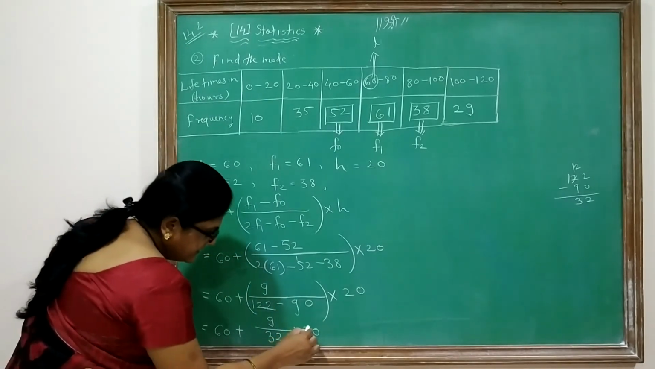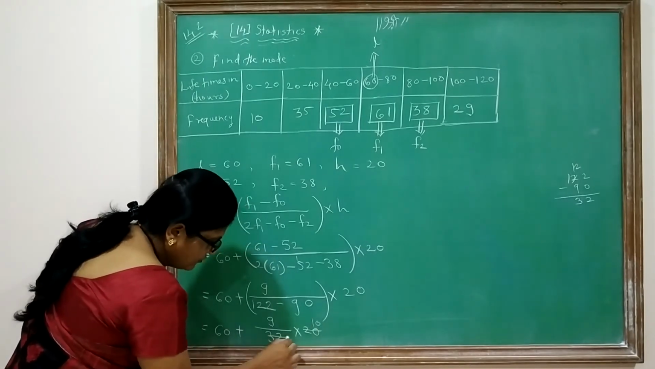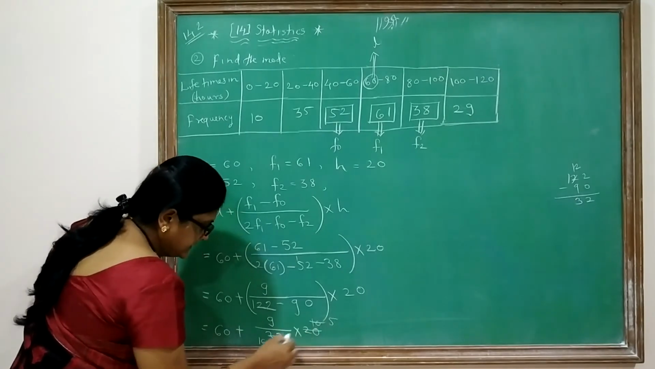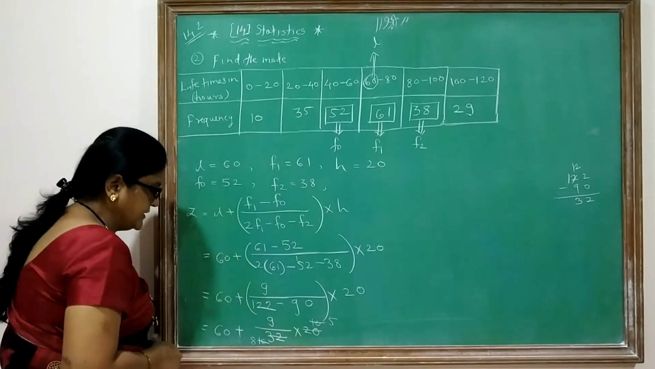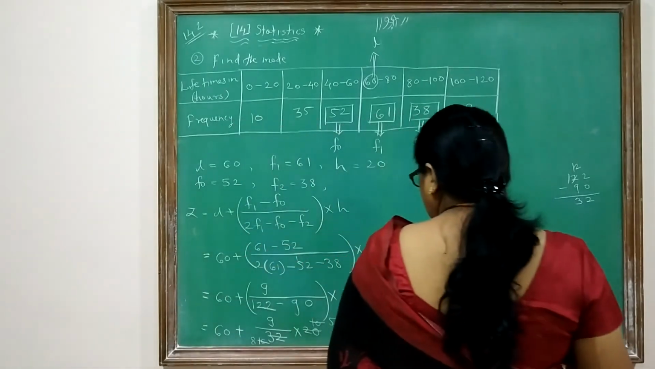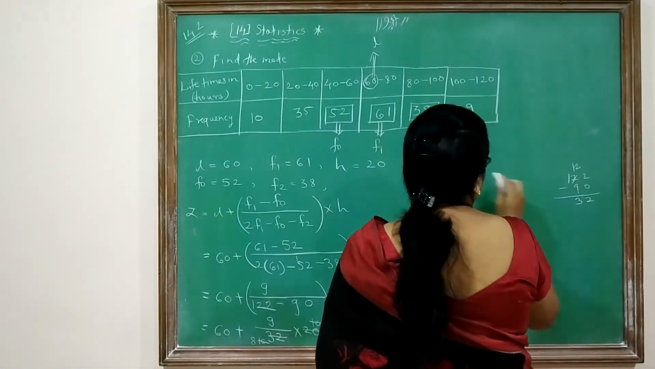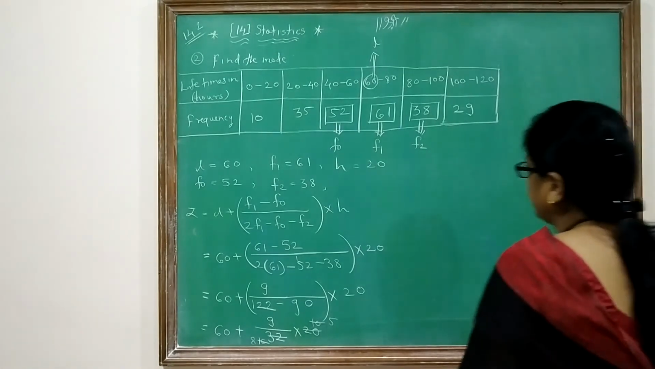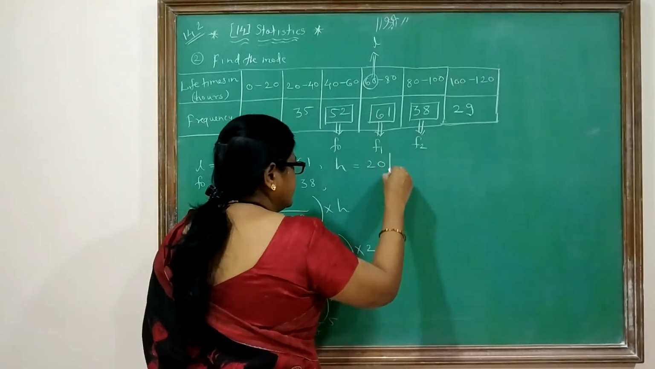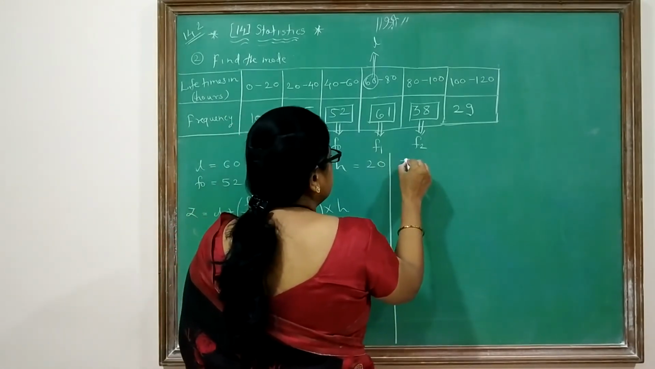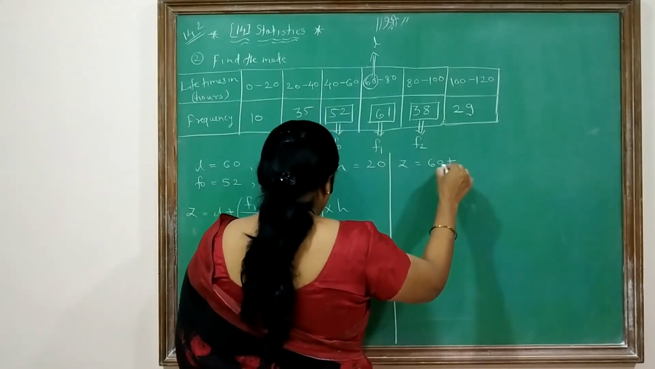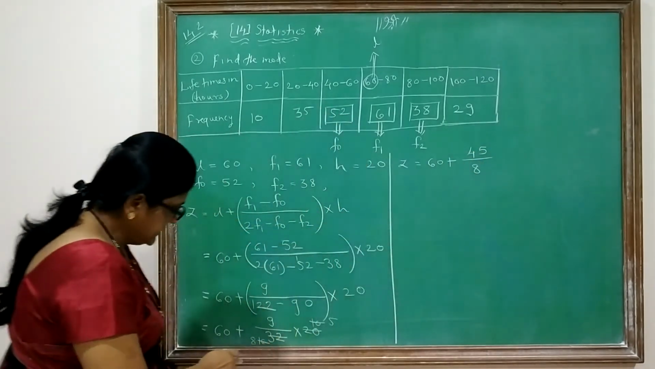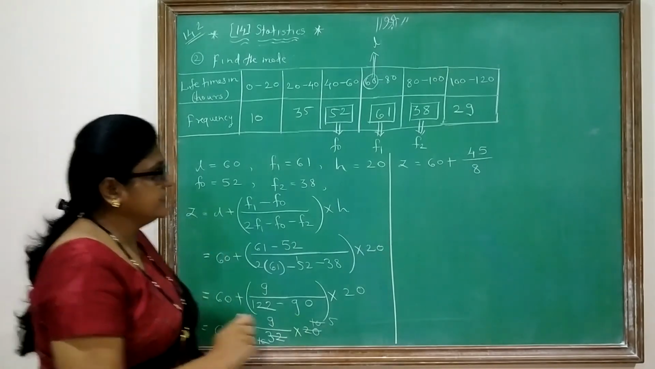Then divide. 9 multiplied by 20 is 180, divided by 32, which simplifies to 45 divided by 8. Then you will write Z equal to 60 plus 45 divided by 8.